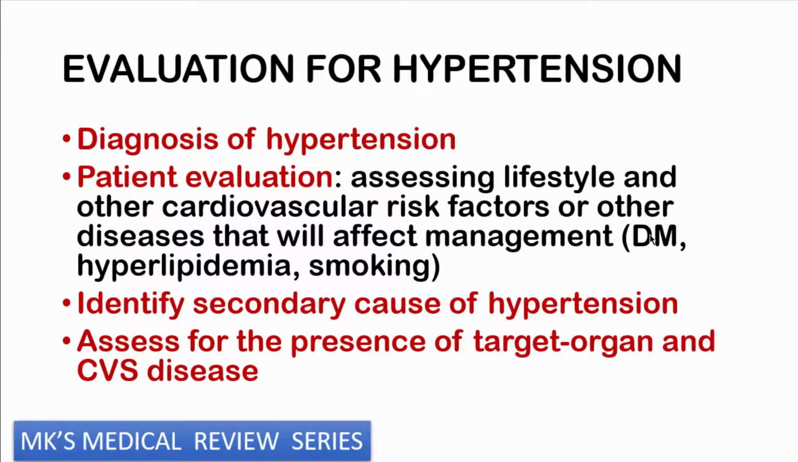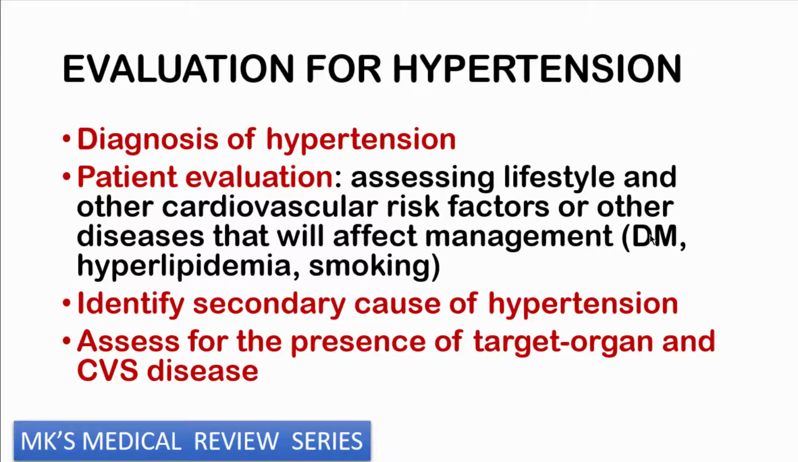Then, of course, you examine or evaluate this person, you assess their lifestyle, if they have any risk factors that may worsen their hypertension, like, for example, their occupation, if they smoke, if they take alcohol, and so on and so forth. And then after that, you assess for other cardiovascular risk factors, as well as other diseases that may affect the management, like, for example, diabetes mellitus, hyperlipidemias, even smoking.